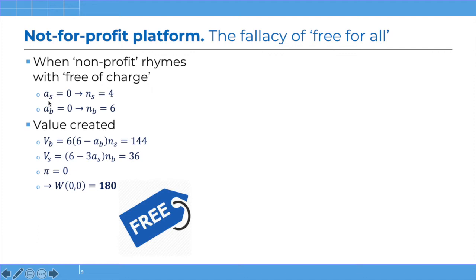If it's free of charge, AS and AB are equal to 0, you're going to have, well, the 6 buyers, that's for sure, but only 4 sellers. And if you compute the value which is created using the formula I showed on the previous slide, this is what you obtain: 144 for the buyers, 36 for the sellers. Of course, there is no profit. And if you add up the whole thing, W is my measure of welfare, and with the 2 prices at 0 and 0, this is what you obtain, 180. Let me show you can do better than that.